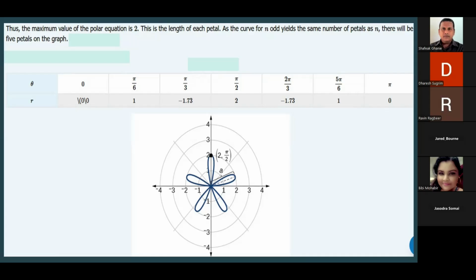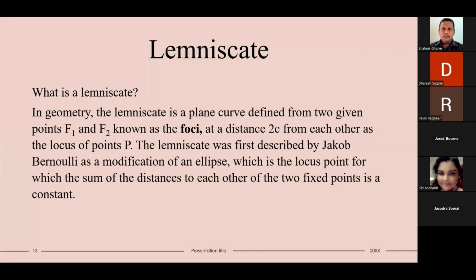I will now hand you over to our next colleague who will take you through the next polar curve that we will be looking at.